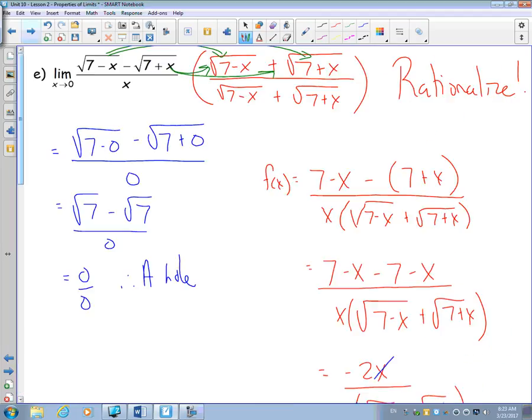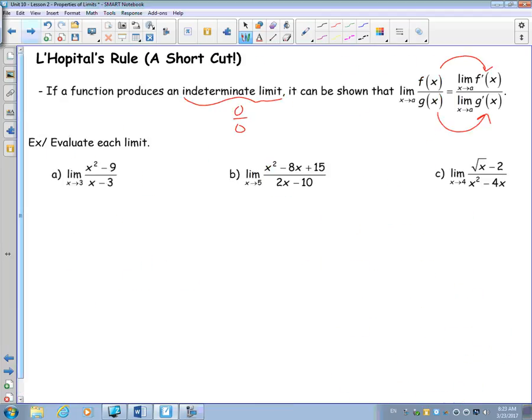So if we come across something that has an indeterminate, a 0 over 0, take the derivative of the top and the bottom, and then do your limit. It'll be much faster. Okay, so look at this first one here. We want to evaluate the limit. Let's try it the way it is. 3 squared minus 9, 3 minus 3. What does that give us? 0 over 0. Oh, there's a hole.